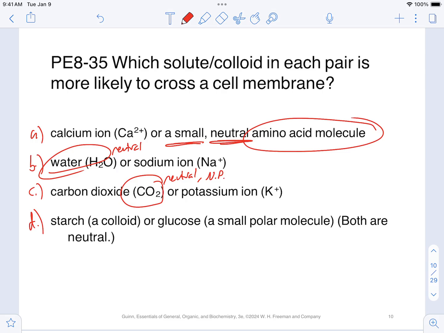And then we have starch, which is a colloid, or glucose, which is small. They're both neutral. Again, glucose, the small part helps.